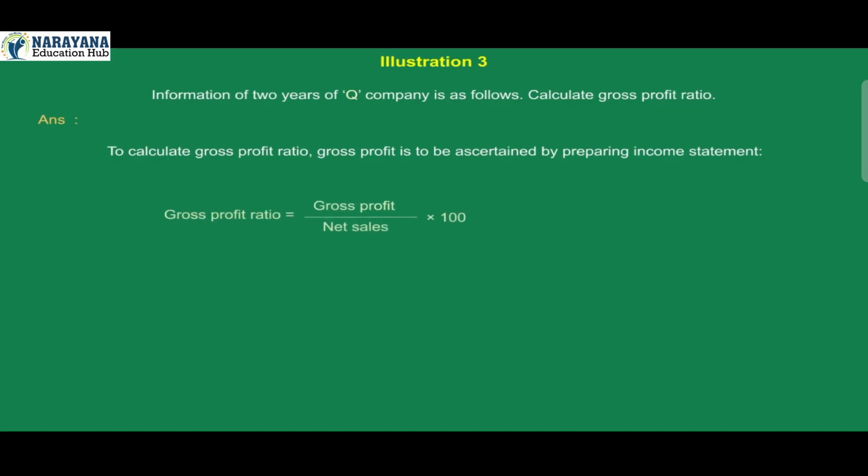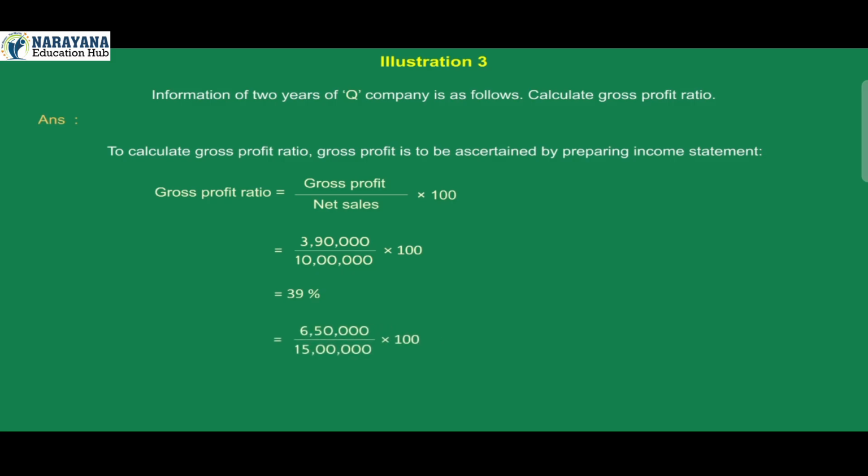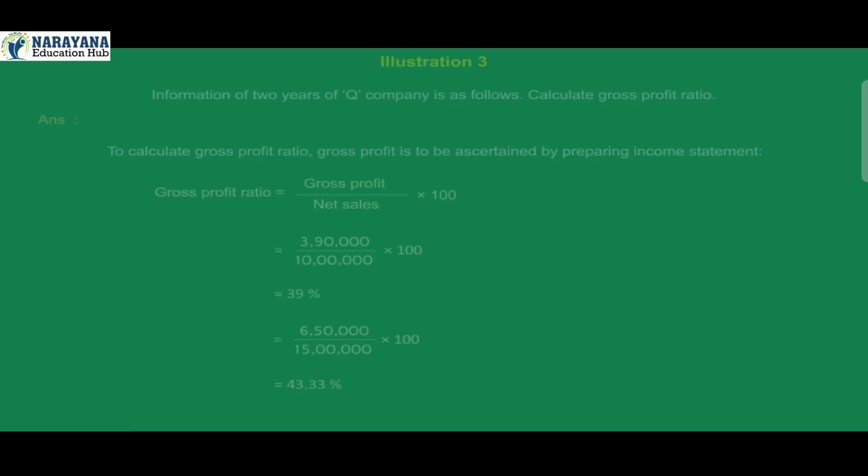Gross profit ratio is equal to gross profit divided by net sales into 100. In 2016 is equal to 3 lakh 90,000 divided by 10 lakh into 100, is equal to 39%. In 2017 is equal to 6 lakh 50,000 divided by 15 lakh into 100, is equal to 43.33%.